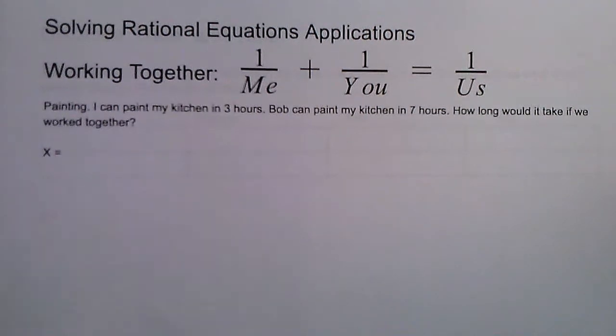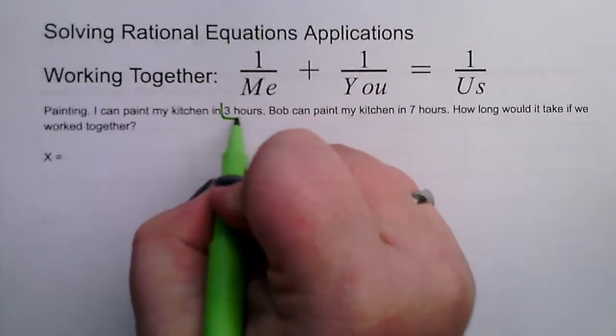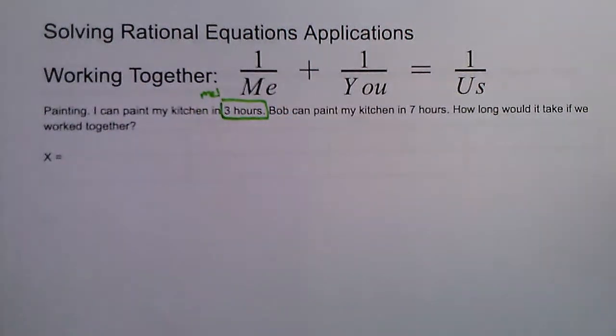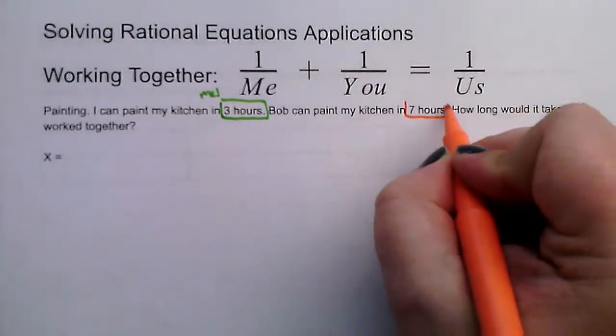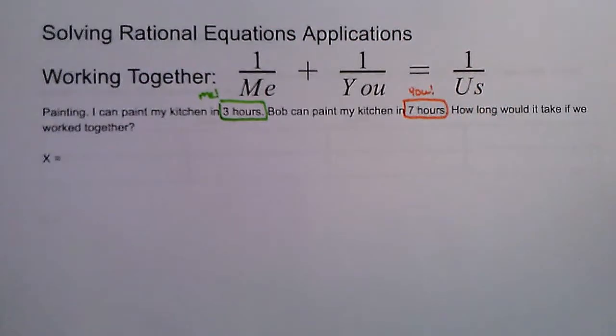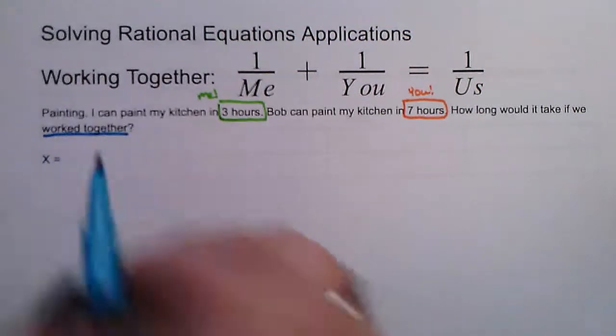So the first one we're going to do is painting. It says I can paint my kitchen in 3 hours, so that's going to be me. Bob can paint my kitchen in 7 hours, so that's going to be you, because that's another single person. Then it wants to know how long would it take us if we worked together.